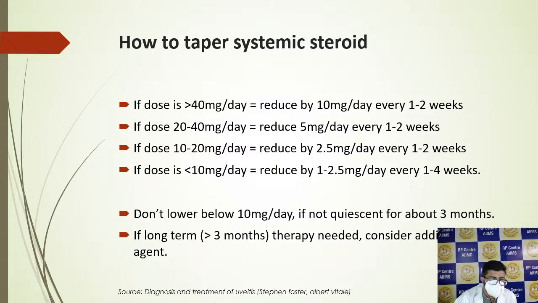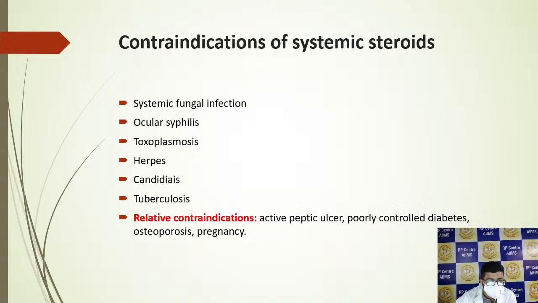Do not lower below 10 milligram per day if the disease is not quiescent for about 3 months. And if you are suspecting that the disease treatment will take more than 3 months on steroid, then you have to consider adding a second agent like immunomodulator. So the contraindications of systemic steroids are all infectious causes like fungal, syphilis, toxoplasma, herpes, candidiasis, and tuberculosis. The relative contraindications are peptic ulcer disease, poorly controlled diabetes, osteoporosis, and pregnancy.